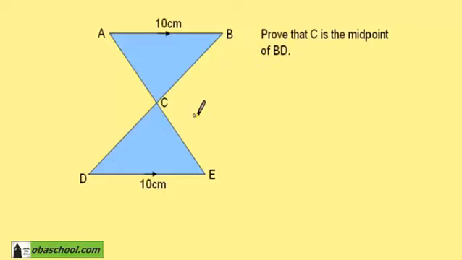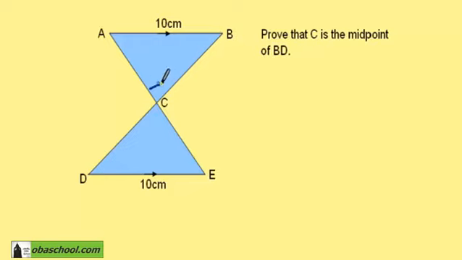We're given this diagram here and asked to prove that C is the midpoint of BD. So here's C and here's BD. To show that C is the midpoint of BD, we can use congruent triangles.